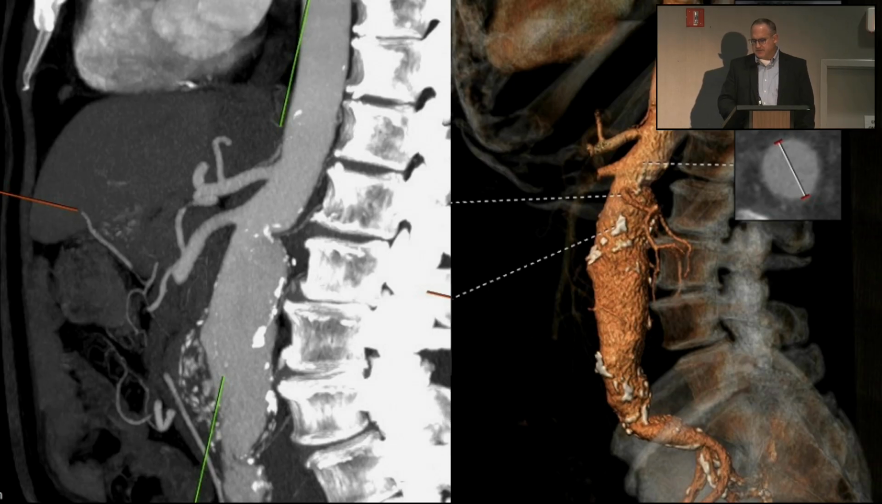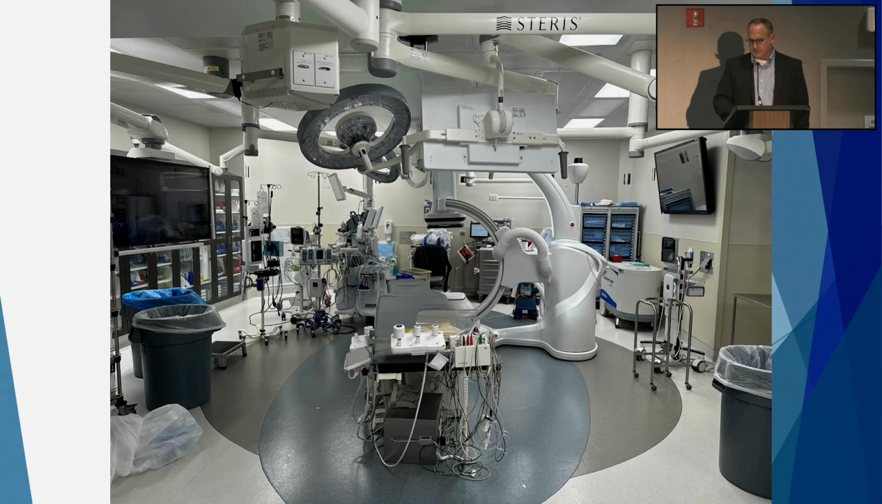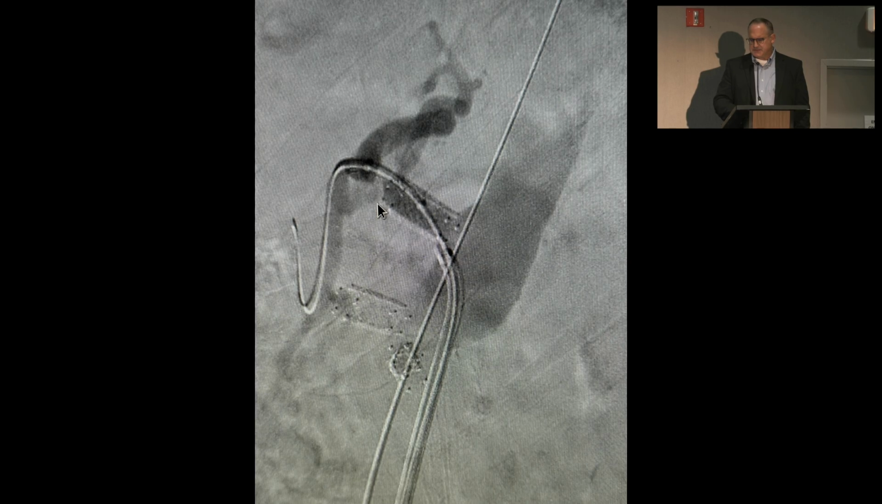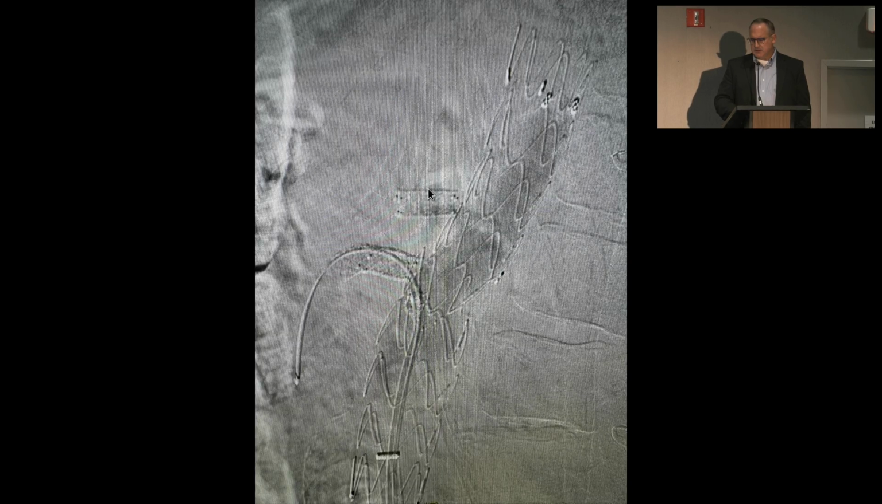And here's the sagittal view. You can see it goes above or at the level of the renal arteries. So you've got to figure out what you can do. You need one of these kinds of rooms to do it. And here we cannulated the superior mesenteric artery. We put a marker stent in the origin of the artery. We also did that for the celiac artery as well. And then we deployed the endograft.